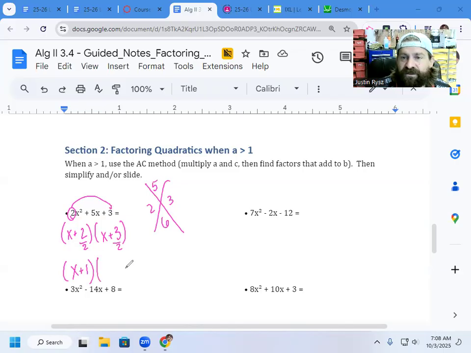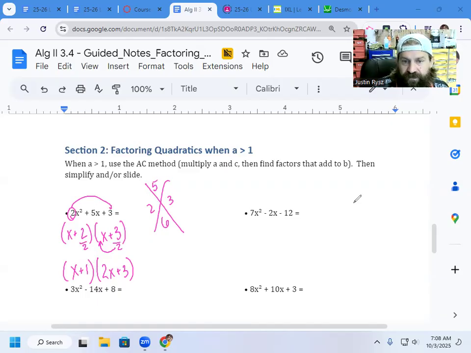If it doesn't divide by 2, we're going to simplify and/or slide it. So 3 divided by 2 does not simplify, so we're going to slide the denominator over in front here and make this a 2x plus 3. That way, if we were to FOIL this back out, 2x times x gives us our 2x squared. We'd have a 3x and a 2x, which gives us a 5x in the middle.